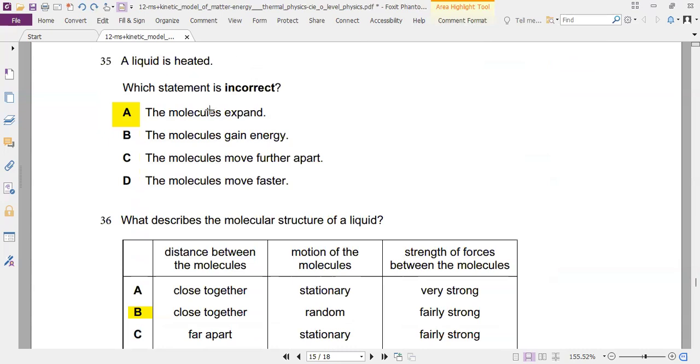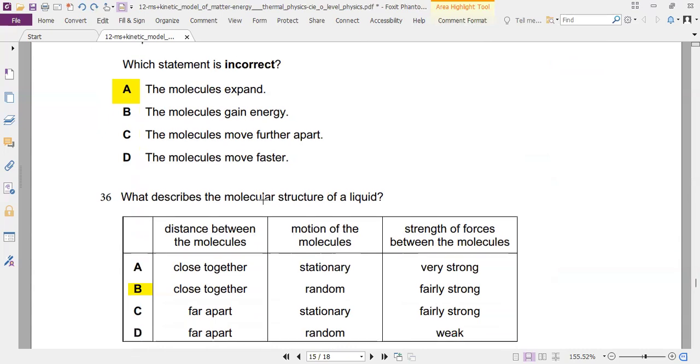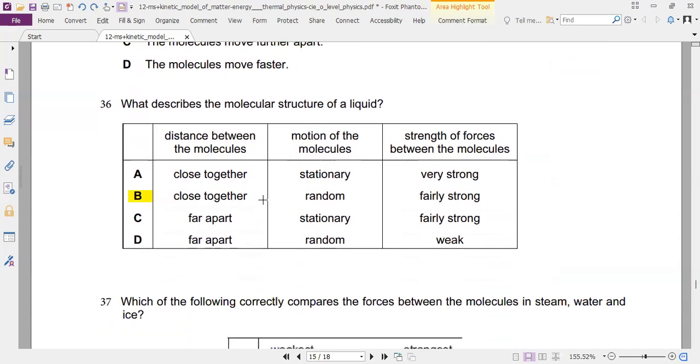The incorrect statement for a liquid to get heat is again molecules do not expand. Everything else seems correct. Molecules gain energy, yes. Move faster, yes. Move further apart, yes. The molecular structure of a liquid, well, the distance is close. It's not far apart, so C and D gone. Now, molecules are stationary? No, they are in random motion. And the strength is not very strong, it is fairly strong. So first two should help you to decide. It will be B.